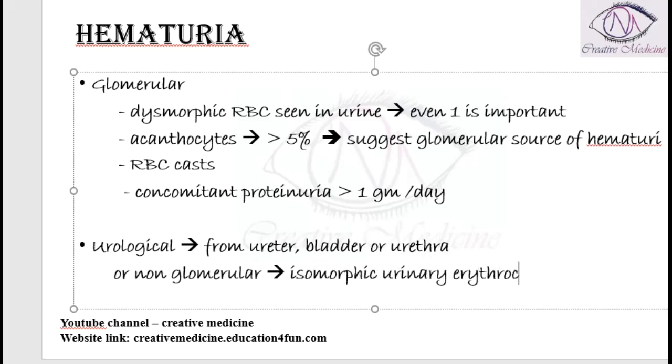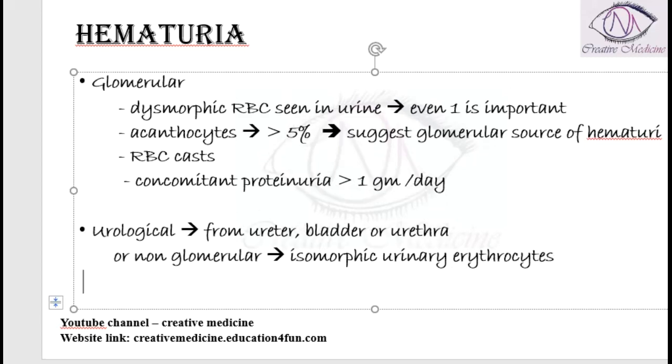Then in non-glomerular hematuria, also called urological hematuria, isomorphic urinary erythrocytes may be seen. Isomorphic, that is, normal urinary erythrocytes are seen. There are no RBC casts in urological or non-glomerular hematuria. There is also no proteinuria seen in urological or non-glomerular hematuria.